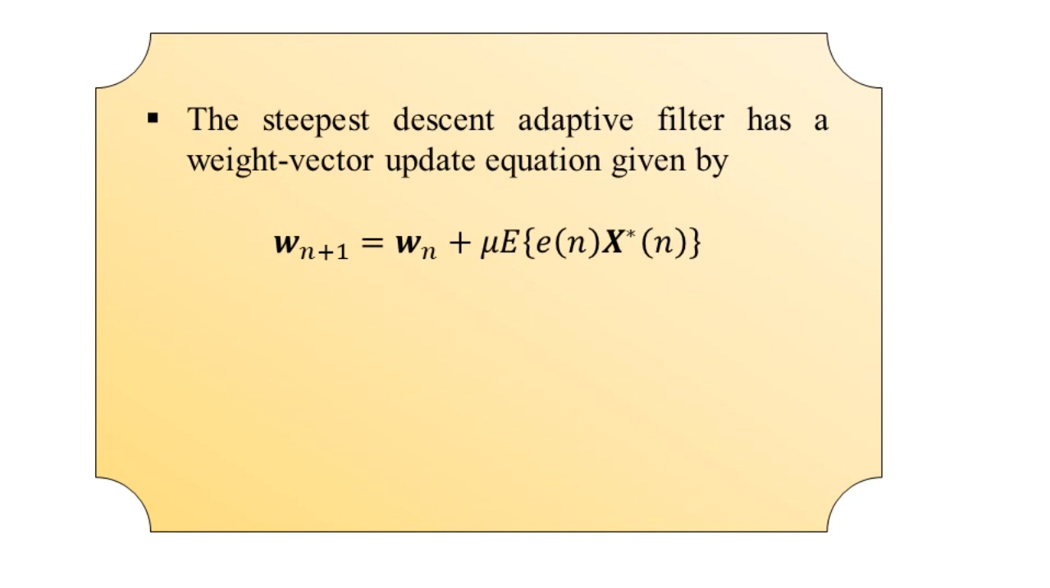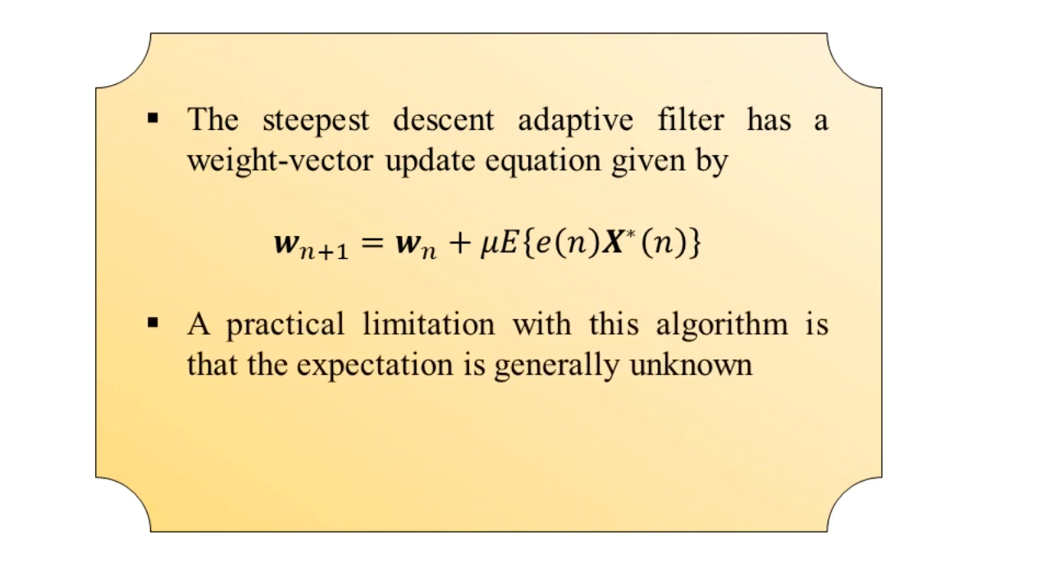There is one practical limitation with the use of the steepest descent algorithm having such a mathematical representation: the second term, which involves the expectation capital E of the product e of n with the complex conjugate of x of n, is mostly unknown here. Therefore this term should be replaced with an estimate such as the sample mean.